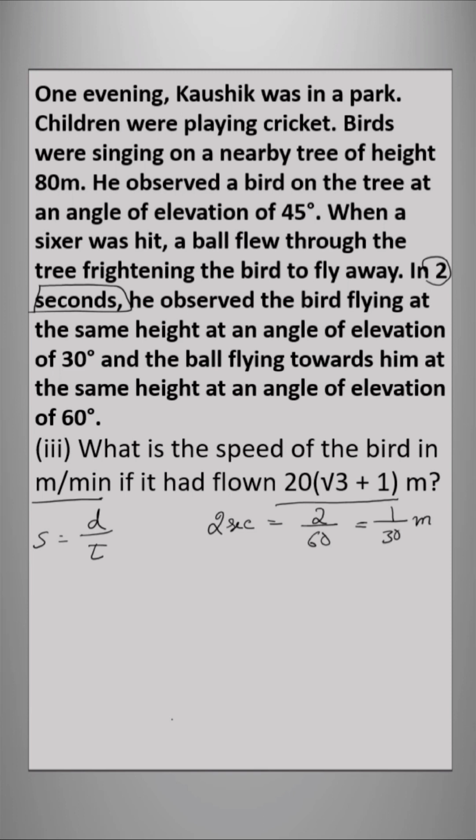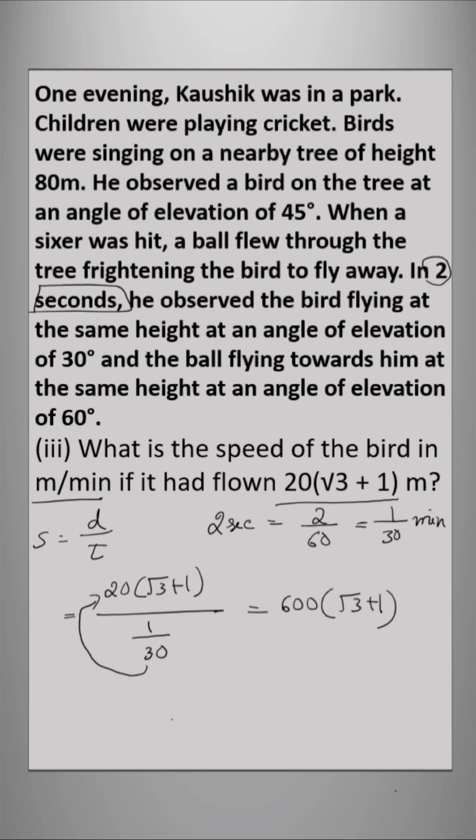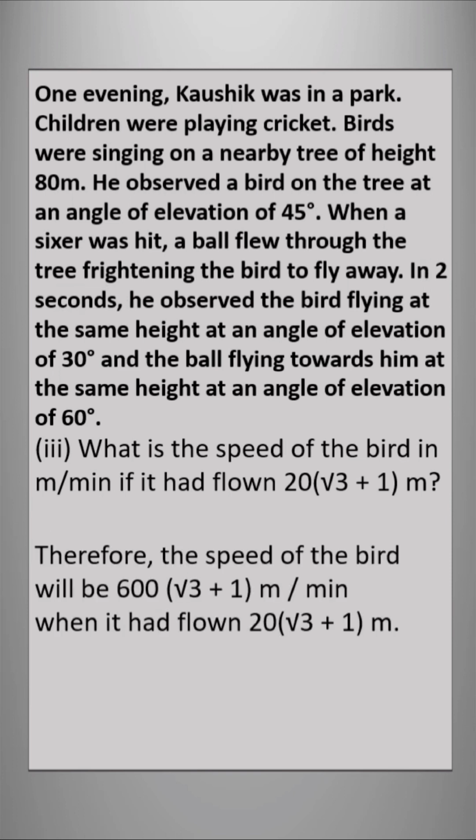We know that speed is distance by time. Distance is 20 into root 3 plus 1. Time is 1 by 30 minutes. That is equal to 30 goes here. 20 into 30 is 600 into root 3 plus 1 meters per minute. Therefore, the speed of the bird will be 600 into root 3 plus 1 meters per minute when it had flown 20 into root 3 plus 1 meters.